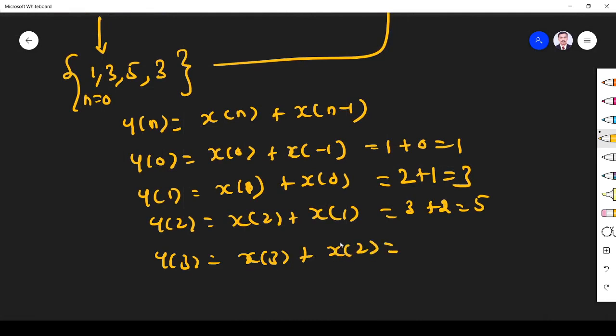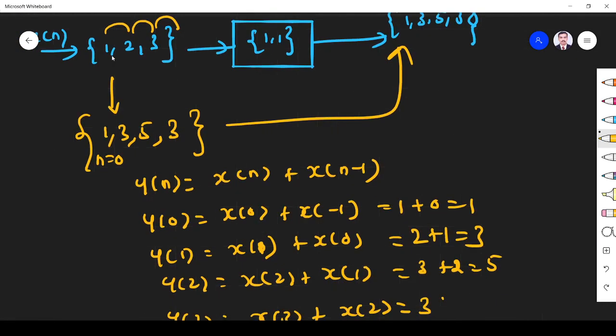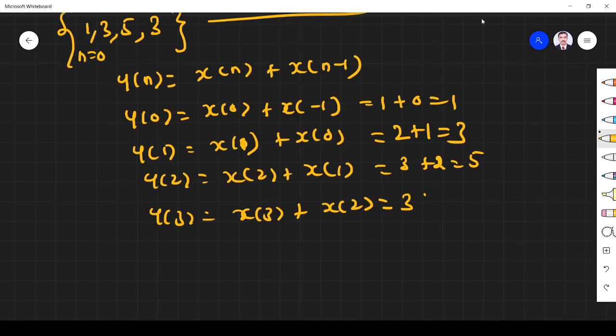What is x of 3? The samples are x of 0, 1, 2, 3. x of 3 is 0, since the input is only x of 0, 1, 2. And x of 2 is 3.